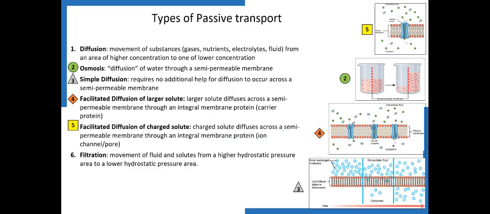So over here, we've got different types of passive transport. So the overall term to describe a lot of different types of passive transport is diffusion, right? So diffusion here is a movement of substances from an area of higher concentration to an area of lower concentration. Osmosis is the diffusion of water through a semi-permeable membrane.